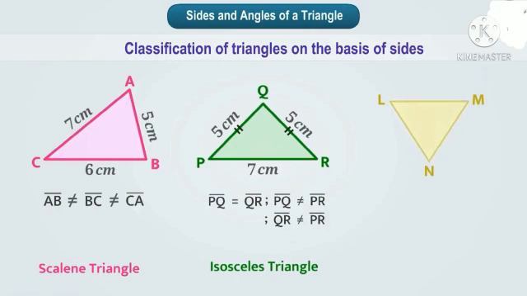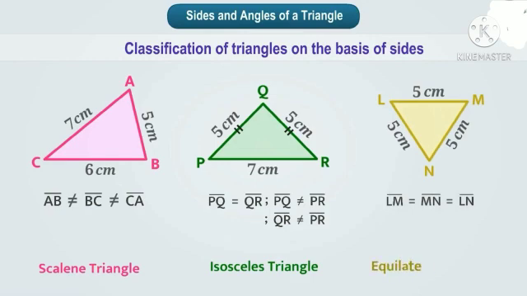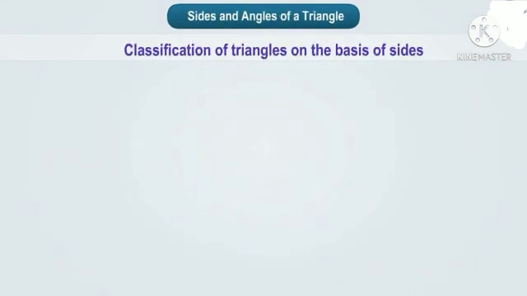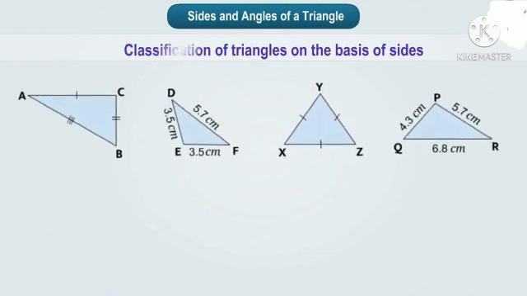Now we talk about triangle LMN. It has LM equal to MN equal to NL equal to 5 centimeters. That is, all three sides are equal. A triangle whose three sides are equal is called an equilateral triangle. Now, will you be able to classify the given triangles on the basis of their sides? Try it.